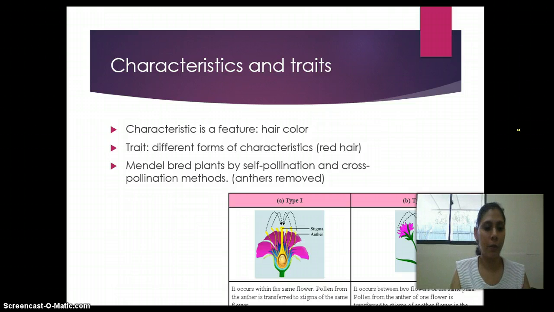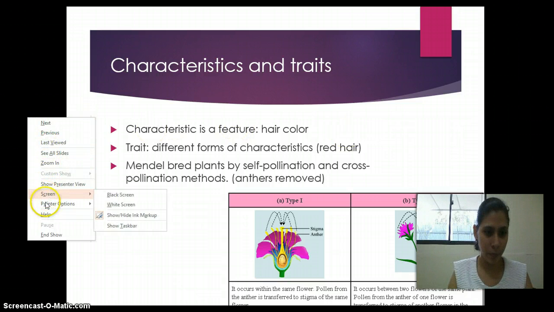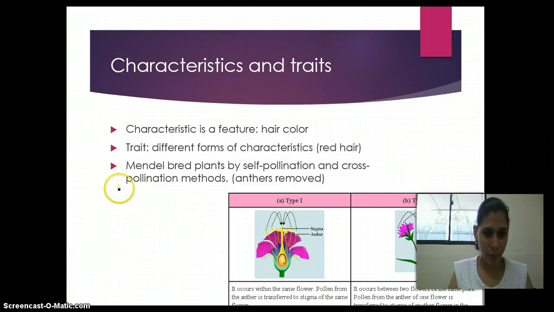So Mendel wanted to experiment with characteristics and traits. So the first part was you have to understand the difference between a characteristic and a trait. These are two important vocabulary words that you should know. And we know that in characteristics, an example would be a feature, so a hair color. But a trait is more specific. It's like red hair, or brown hair, or curly or straight hair.